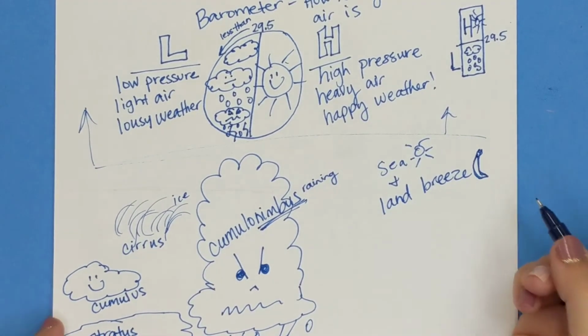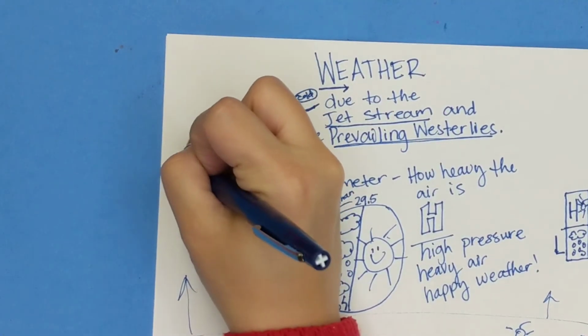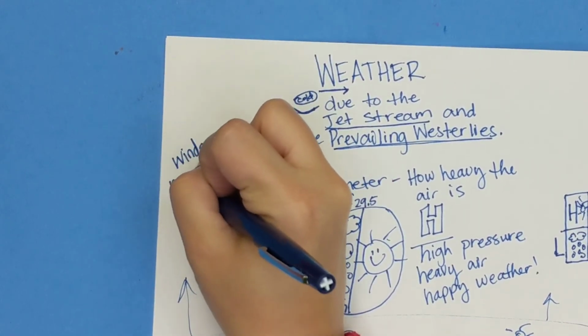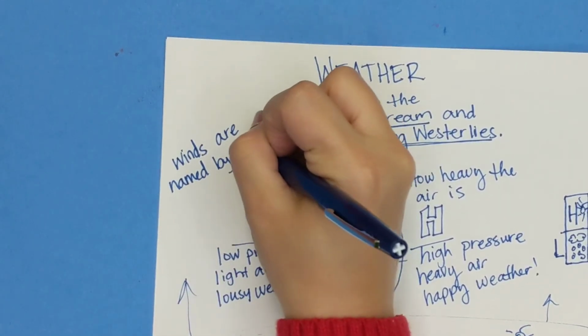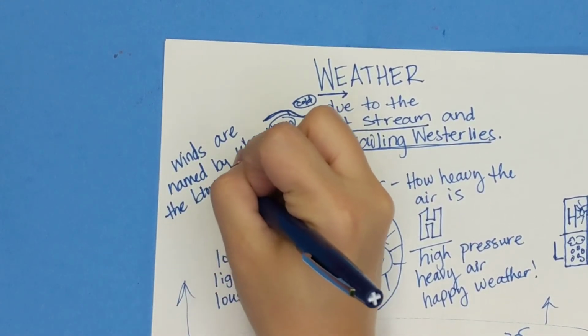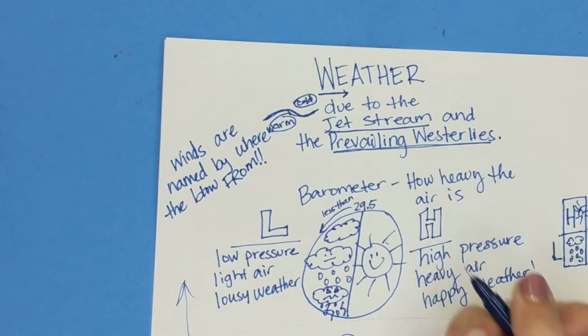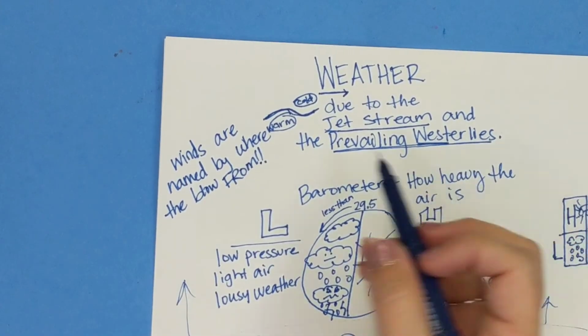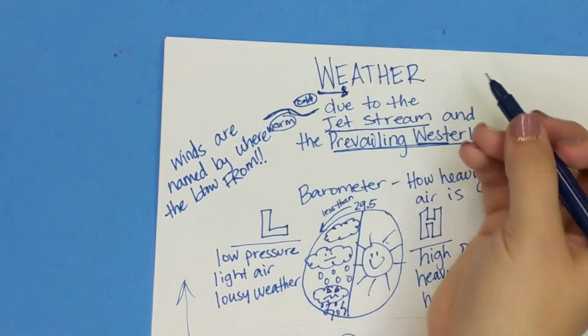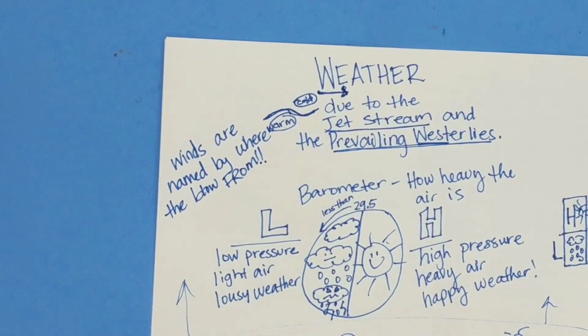Remember that winds are named by the direction they blow from. Named by where they blow from. Okay? So the westerlies blow from the west to the east. The polar easterlies blow from the east to the west. They are north of us, up at the poles. Remember, when we travel north to the poles, it gets colder. We travel south, we're moving closer to the equator, and it gets warmer.